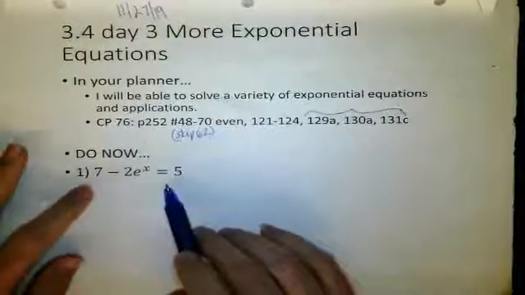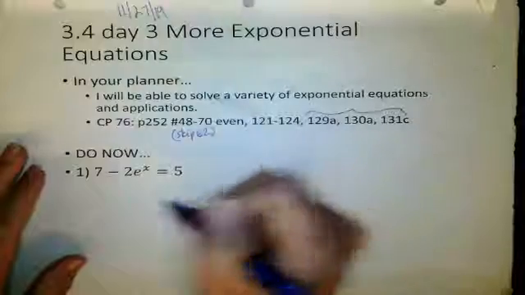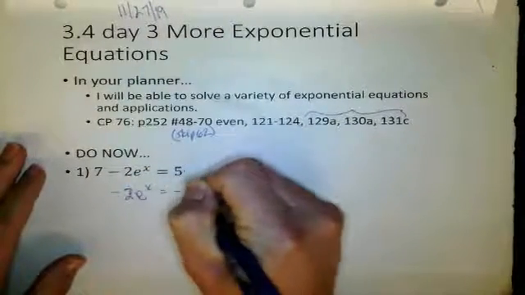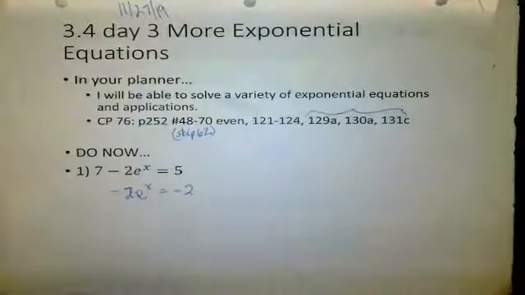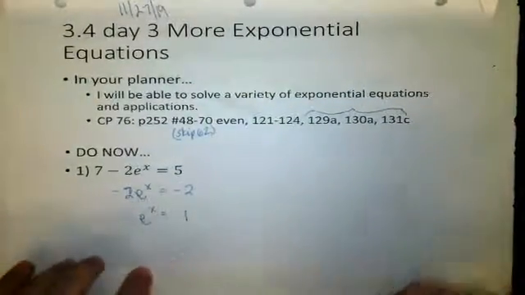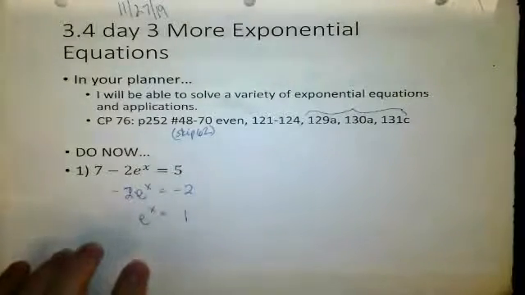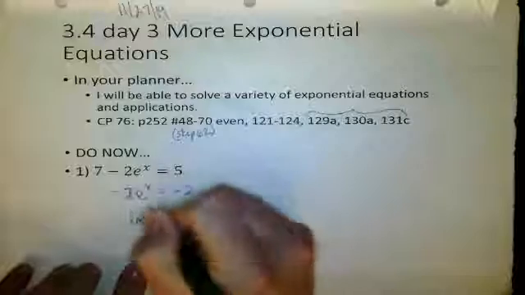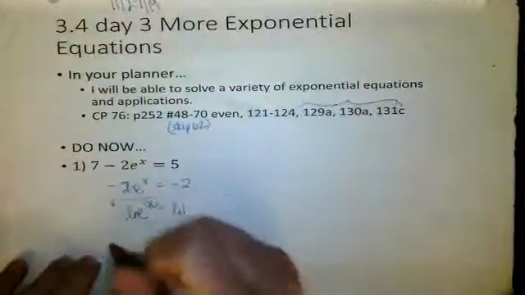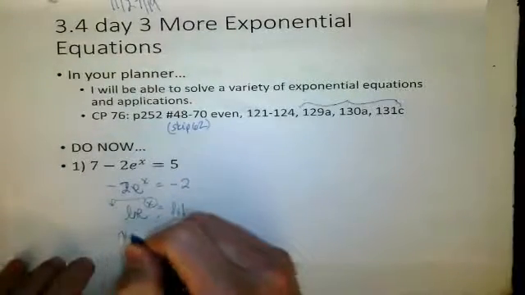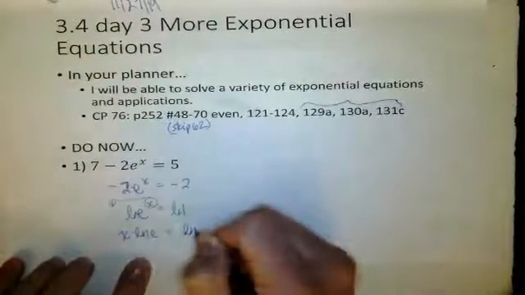How do you do this one? What should you do first? Subtract the 7. Okay, so we get 2e to the x equals -2, and then divide by -2, which gives you 1, and then what? Natural log both sides. By taking a natural log, that allows our power to drop down. So we get x times the natural log of e equals the natural log of 1.